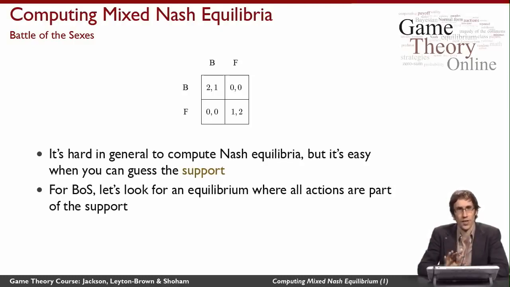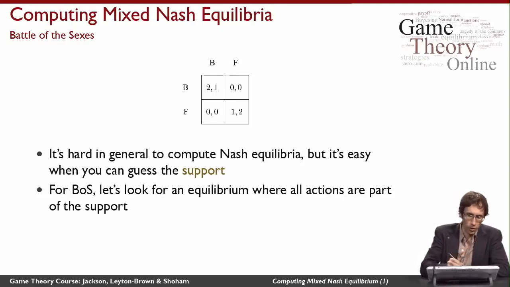So what I'm going to tell you today is sort of a starting point to finding an equilibrium, which is enough that it works in small games. In fact, you can turn this into a general algorithm, but not necessarily the most efficient or insightful way of finding equilibria. So what I want to tell you today is that it's easy to compute a Nash equilibrium if you can guess what the support of the equilibrium is.